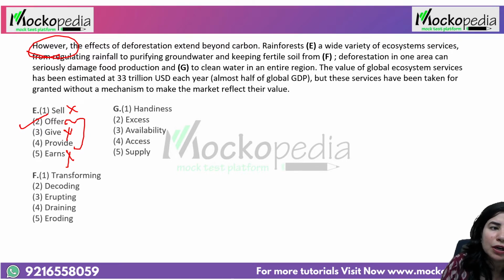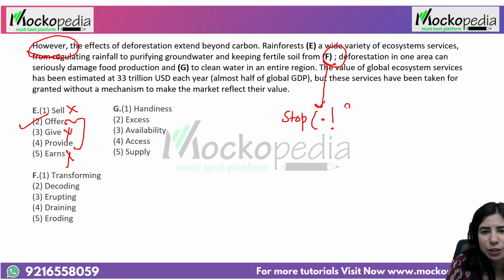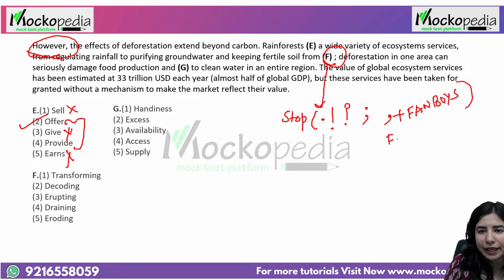So we will go for two as an answer. Further, if we see, you can also see this punctuation. This is sort of a stop punctuation. Stop punctuation includes a period, exclamation, question mark, semicolon, and comma followed by FANBOYS. I'm slightly digressing, but this is something that you need to know, right?